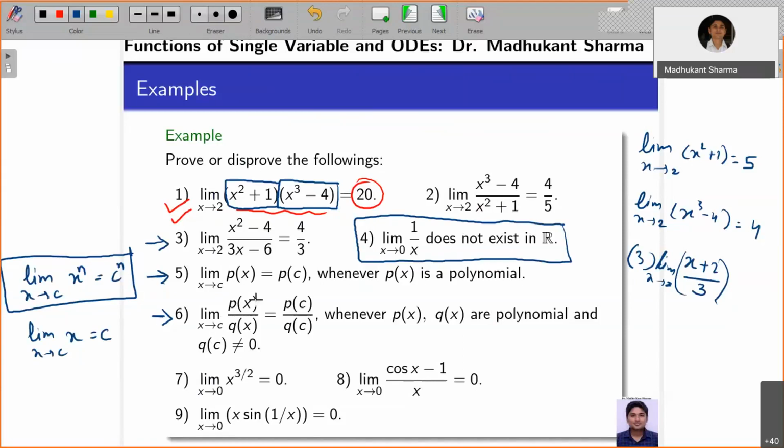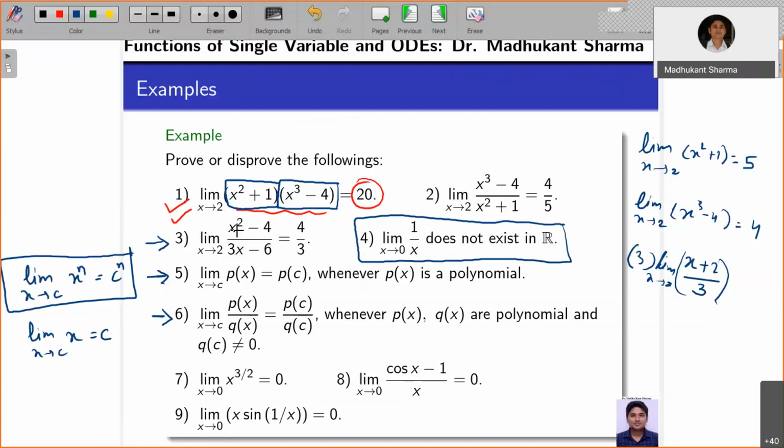The sixth problem is the limit as x tends to c of a rational function, where the numerator and denominator are both polynomials. We have already seen two examples here, one in the second example and one in the third example. Whenever p(x) and q(x) are polynomials and q(c) is non-zero, you have a rational function, and you need not worry about any other points.